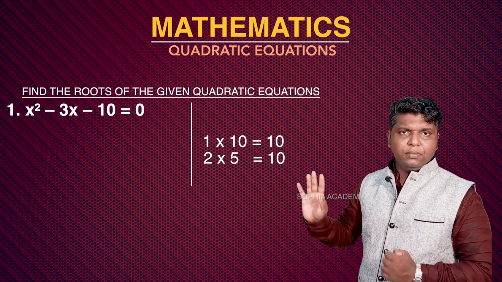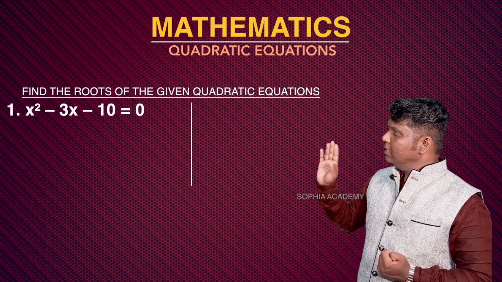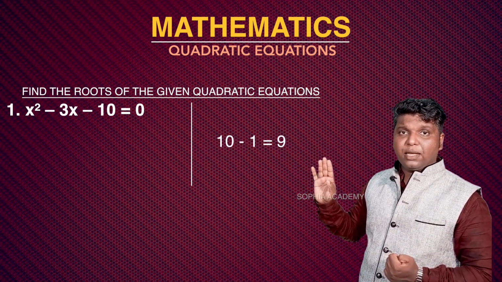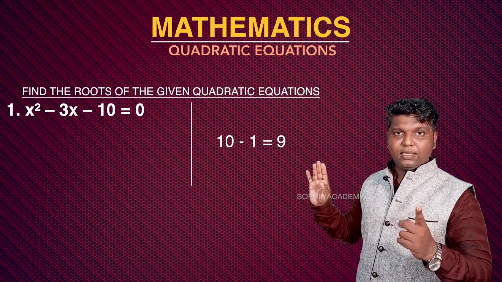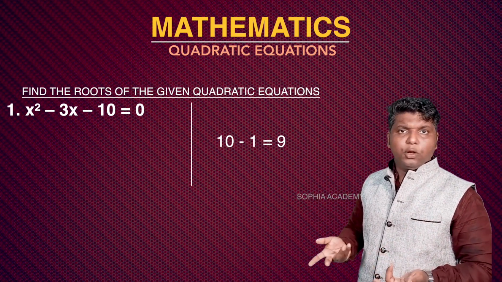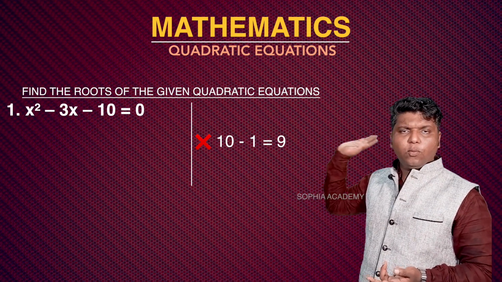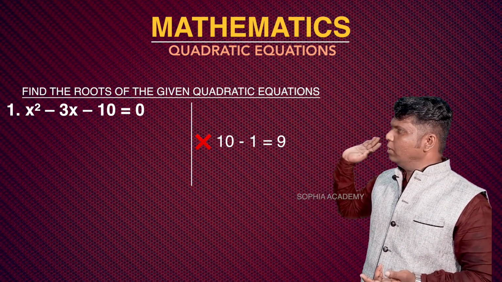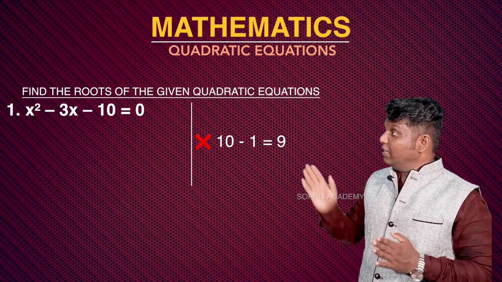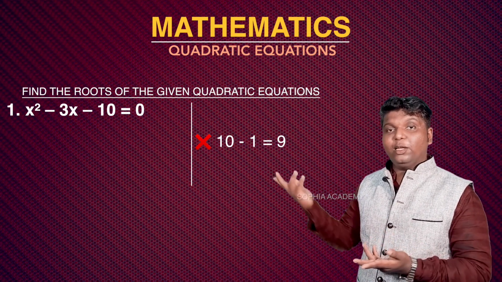What is the center term? It is 3. So tell me, 10 and 1, 10 minus 1, what is 10 minus 1? It is 9, right? So is 9 the center term? No, the center term is 3. So just strike it off, we don't want that set. 1 and 10, we will just throw it away. Fortunately here there is only one more set, so definitely you know that is the one.